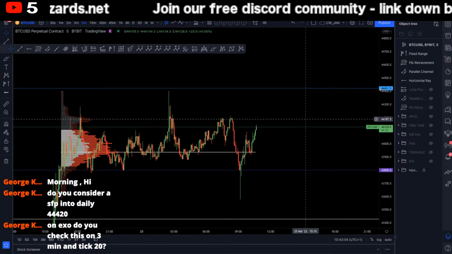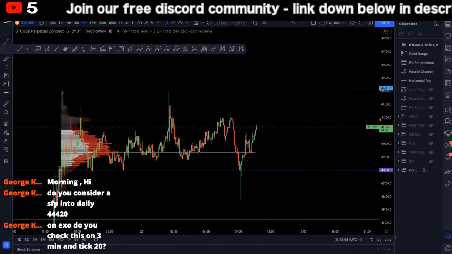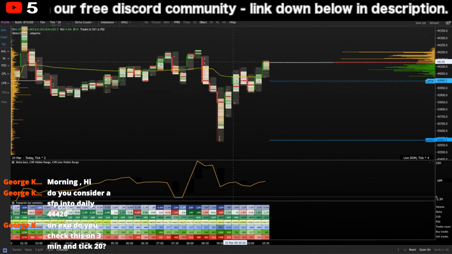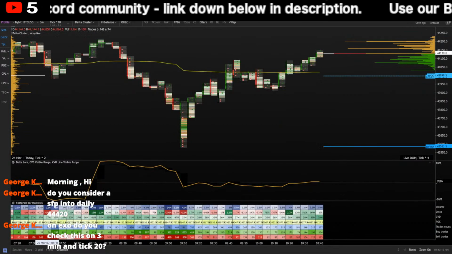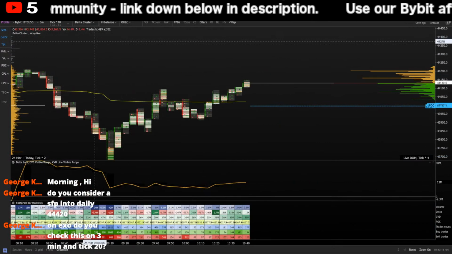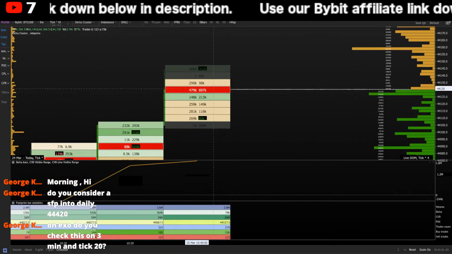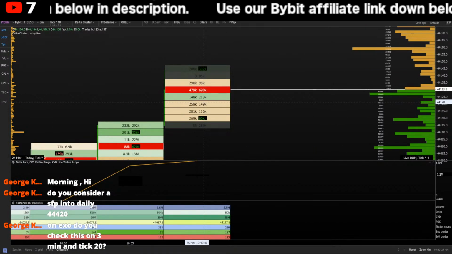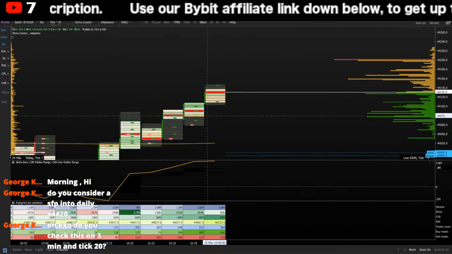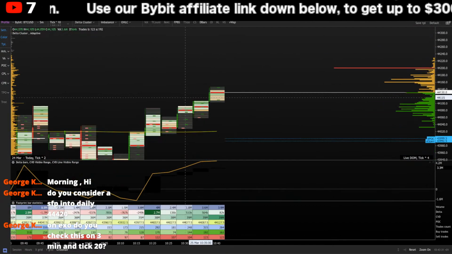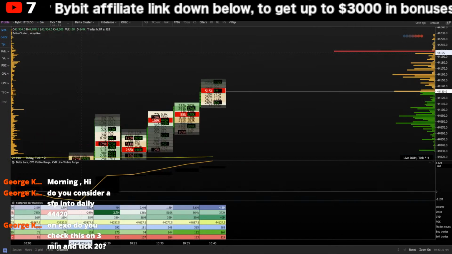On EXO, do you check this on a 3 minute and tick 20? No, I don't. Let me show you this. I'm switching between 5 and 15. On a 5 minute time frame, I have a tick size set to 10. So it's more precise, I really see the buys and sells on every $5, because one tick is $0.5 here. And on a 15 minute I use 20.